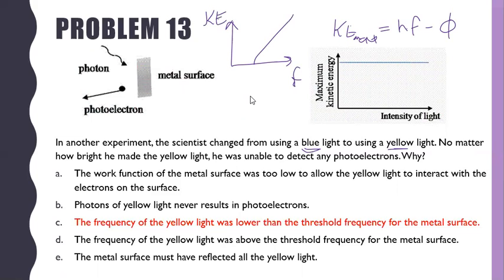And if your frequency gets too low down here in this range, you won't get any. Because this means hf minus work function is negative, and you can't have negative kinetic energy. So when you change from blue to yellow, you make for a smaller frequency. And apparently he got so low that he got below that frequency here that's called the threshold frequency. He got below that, so now he's no longer able to get any electron to come off the surface.